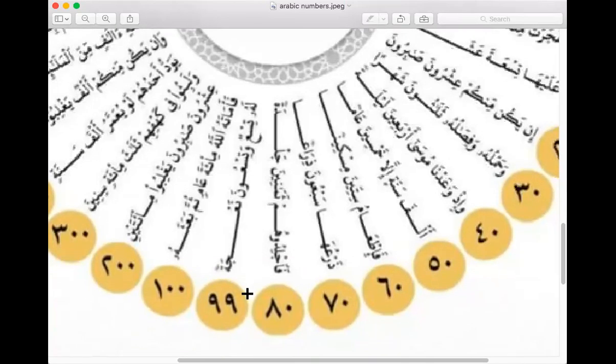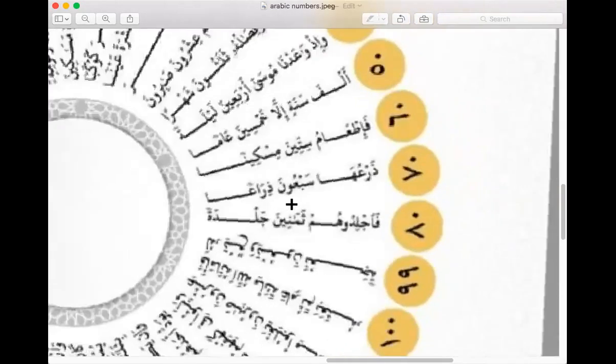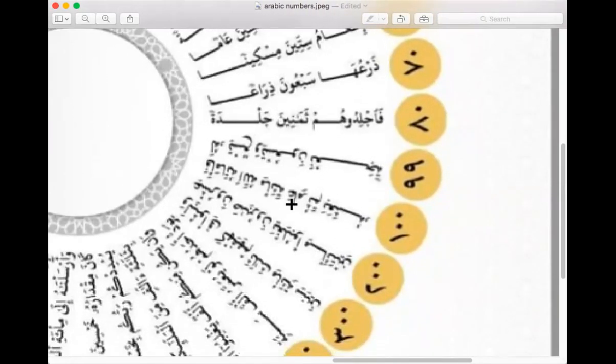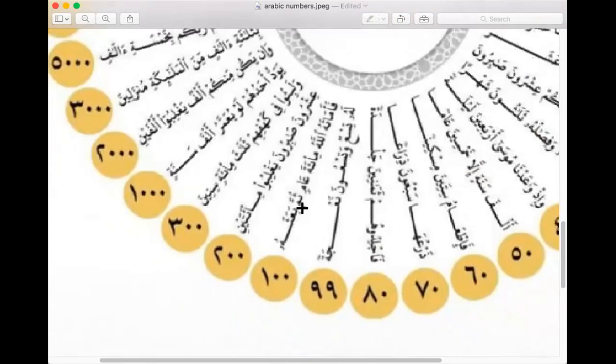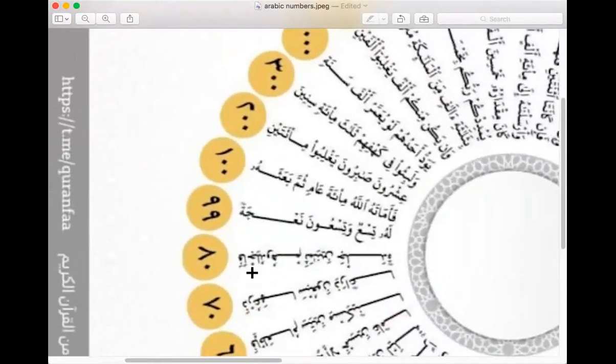Can you see it? Do I have to turn it around? Oh, look, it turns. 70. So فجلدوهم 80 جلدة. Yes, 80 whips for a certain sinner. Keep going. Let me turn it the other way around. So we have now 99. له 99 نعجة. Barakallahu feekum.